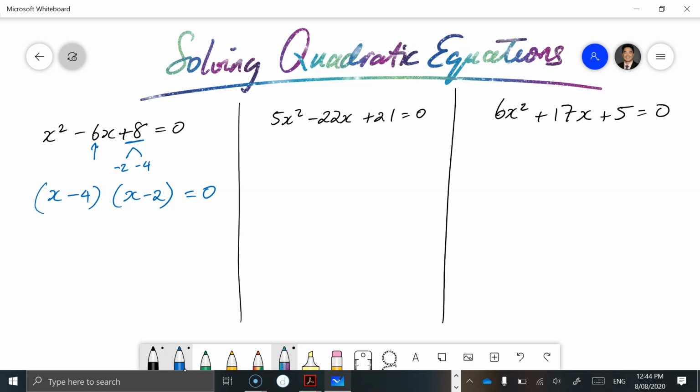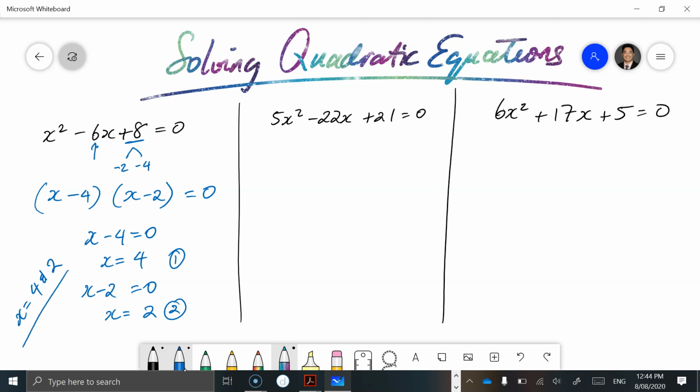And straight to solutions, x minus 4 is equal to 0, so x is going to equal 4 as our first solution. And then x minus 2 equals 0, x equals positive 2 as our second solution. So x is equal to 4 and 2 as my answer.